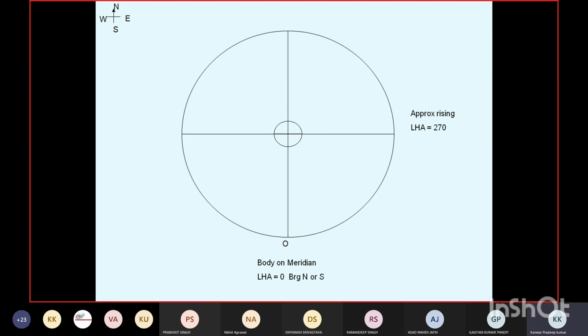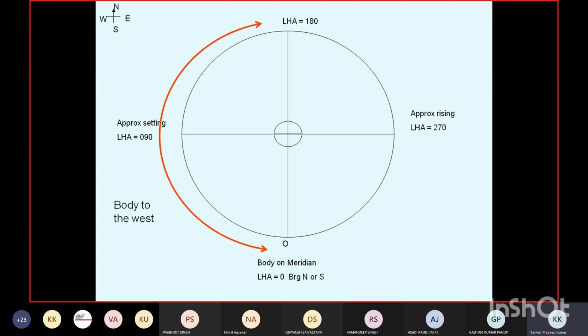When the body is on the meridian, LHA is 0 or 360, then the body is either bearing north or bearing south. When the body is setting, bearing is around 270. At that time, LHA is 90 because you are measuring this angle from the observer's meridian to the body. And when the body is on the inferior meridian on the other side, the LHA is 180.